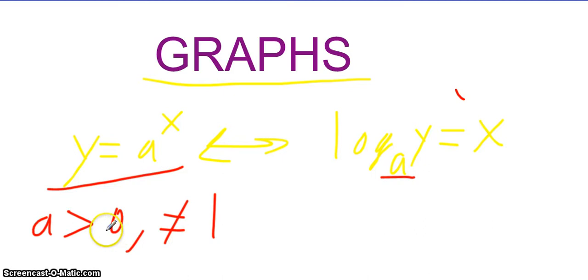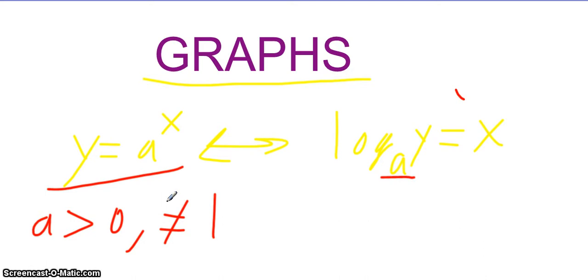Now also pay attention to this: if a is greater than 0 but does not equal 1, then what does that tell us about y? It tells us that y has to be greater than 0 as well. But y can equal 1 in this case. When would it equal 1? It would equal 1 when x is 0, because anything to the 0 power is 1.